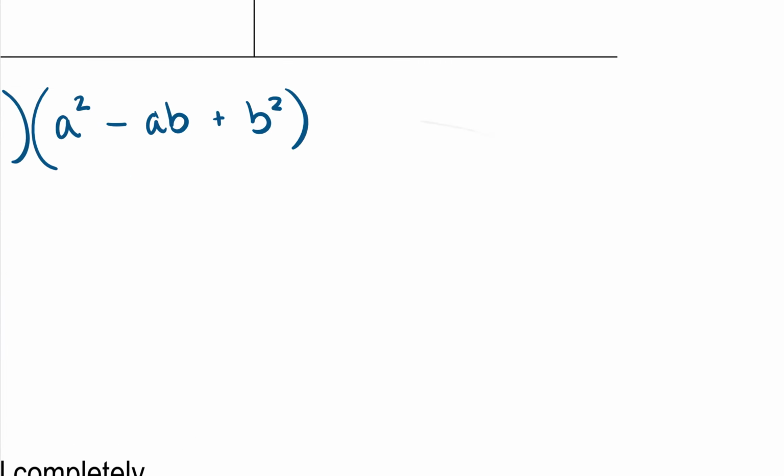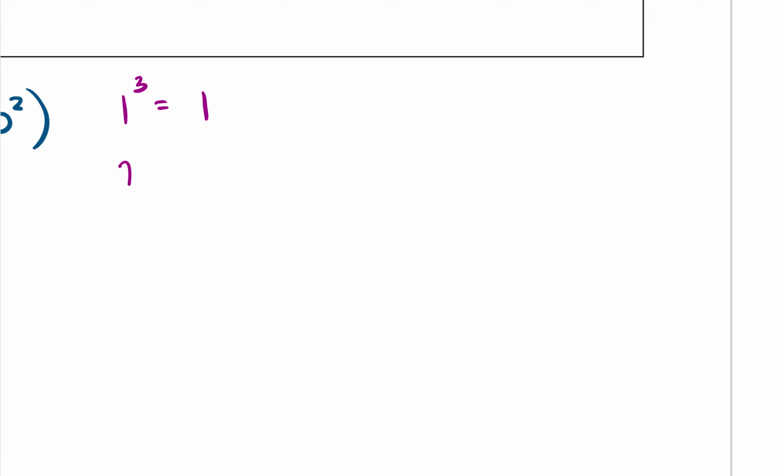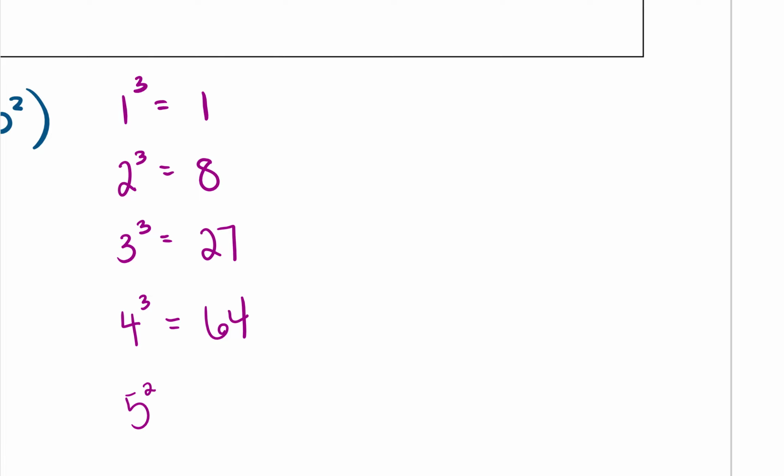And then you want a list of cubes. This might help. So let's see, 1 cubed is 1. 2 cubed is 2, 4, 8. Right? 3 cubed is 3, 9, 27. 4 cubed, 4, 16, 64. 5 cubed, whoops, not squared. 5 cubed is 5, 25, 125.